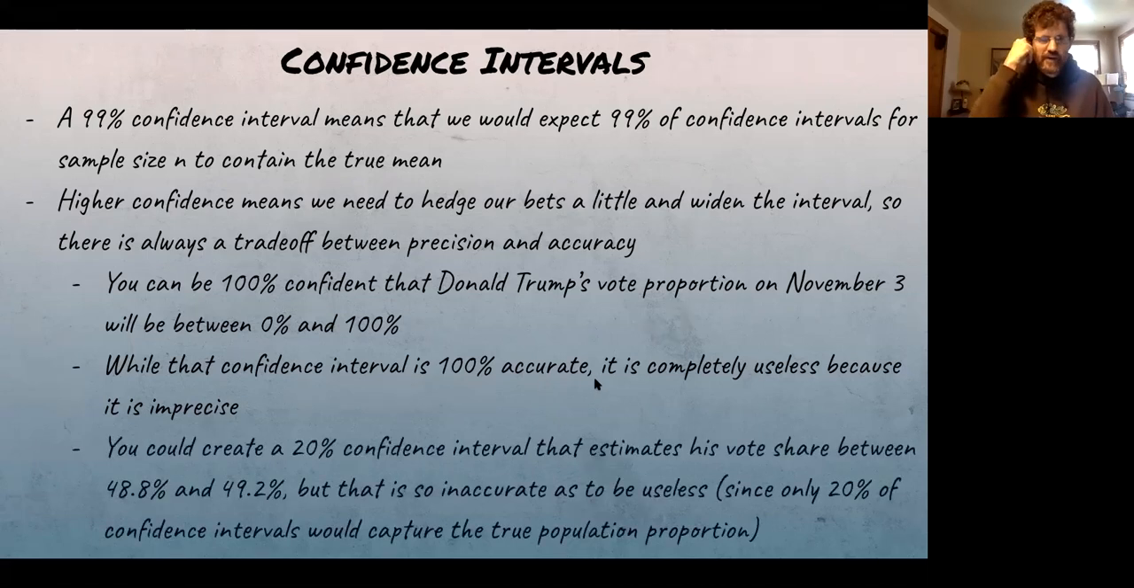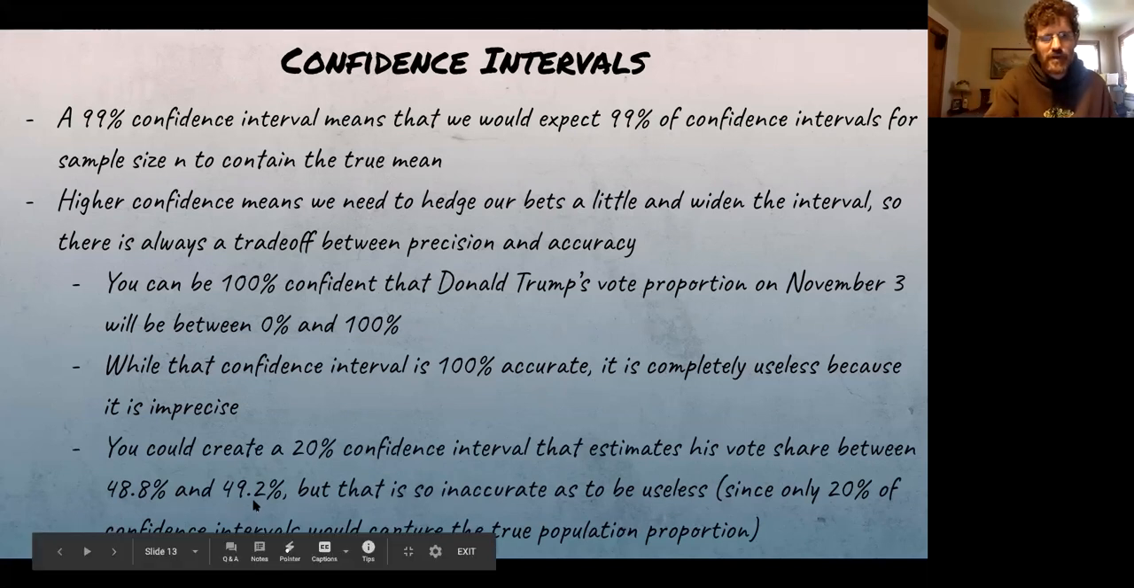Now, on the flip side, we could create a 20% confidence interval that estimates his vote share somewhere between 48.8% and 49.2%. But as precise as this is, we're pretty close. It's going to be around 49%. I'm making this up, but that is so inaccurate. This 20% confidence interval is useless. Only 20% of those confidence intervals would capture the true population proportion. So we can't really use it.